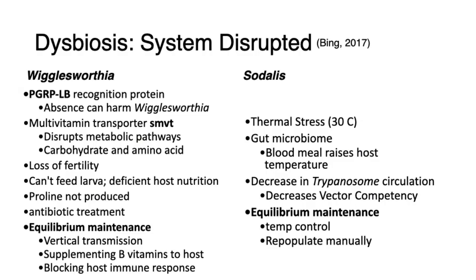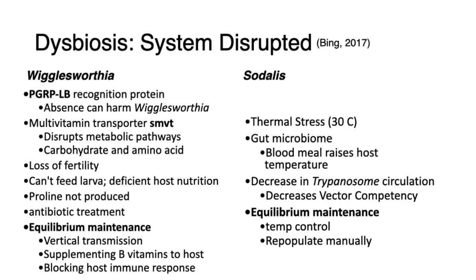And we also talked about proline not being produced, which is the energy source for the tsetse fly that Wigglesworthia also synthesizes. Another disruption can come from antibiotic treatment, specifically with tetracycline, doxycycline, things of that nature. It really does disrupt and damage Wigglesworthia, and the absence of that will cause severe ramifications in this system. How can we bring back some maintenance? The paper did talk about allowing for more vertical transmission to happen to kind of replenish the Wigglesworthia population. It can also supplement some B vitamins to the host.